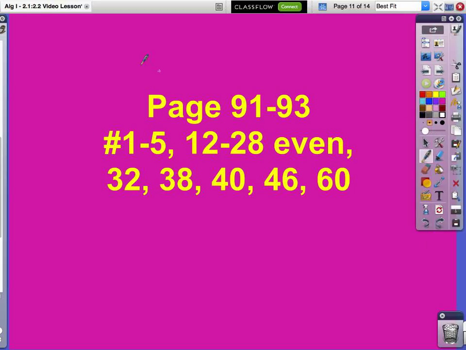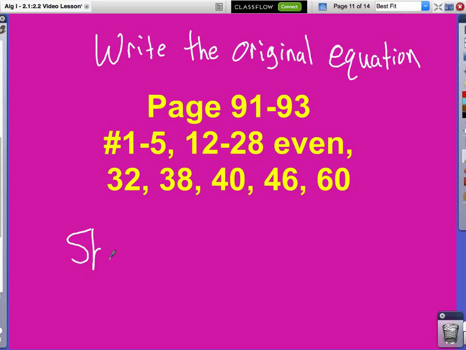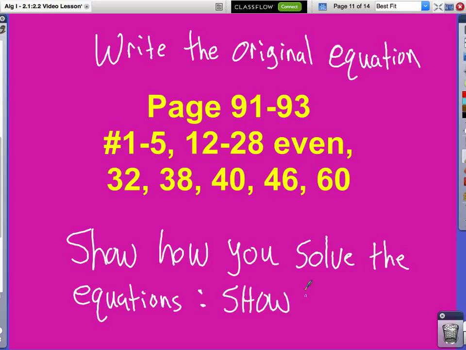So a few reminders. Write the original equation all the time. And make sure you show how you solve the equations. You have to show how you solve your equations. So that means show your work. Make sure you show your work.